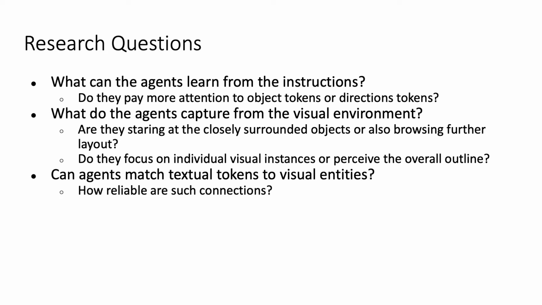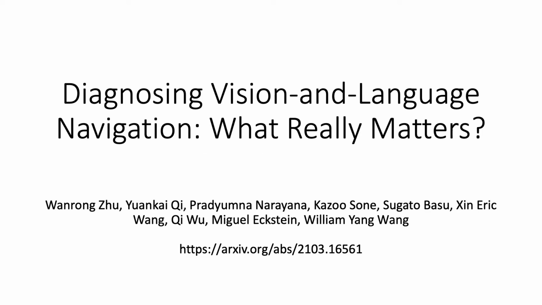So we want to ask, what can agents learn from the instructions? Do they pay more attention to object tokens or direction tokens? What do the agents capture from the visual environments? Are they staring at the closely surrounded objects, or also browsing further layouts? Do they focus on individual visual instances or perceive the overall outline? And can agents match textual tokens to visual entities?